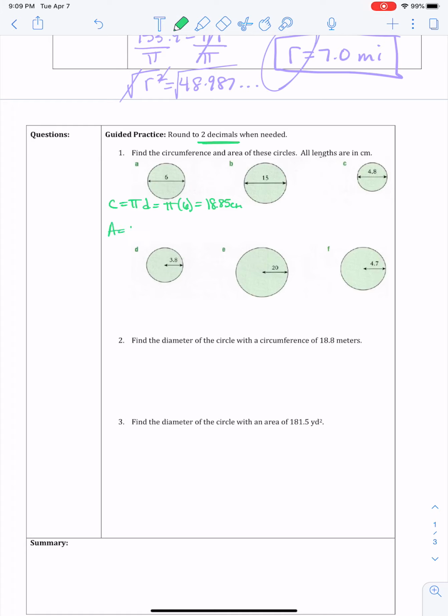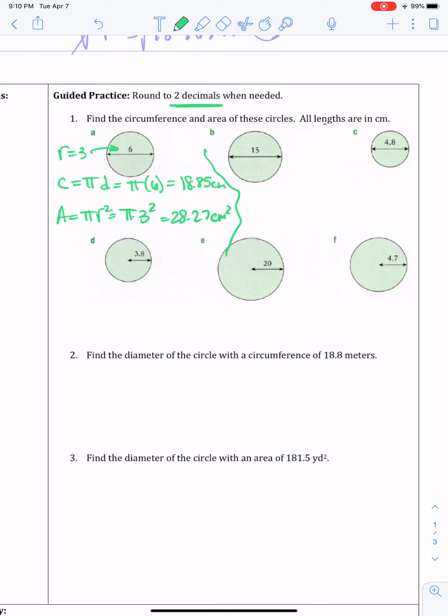Area equals pi r squared. R is 3 because it's half. So that's pi times 3 squared equals 28.27 centimeters squared. Got to write smaller. Maybe if I do this.